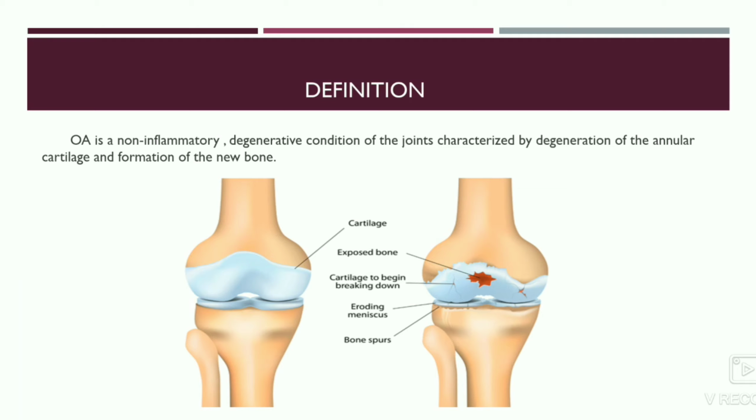Definition of osteoarthritis. Osteoarthritis is a non-inflammatory, degenerative condition of the joints characterized by degeneration of the articular cartilage and formation of new bone. In this image, you can see a gradual breakdown of cartilage, which results in osteoarthritis.